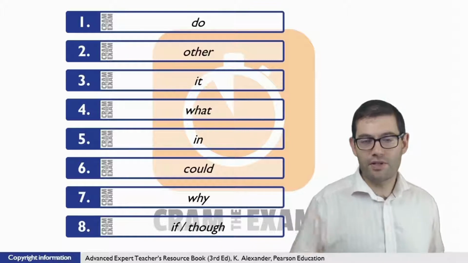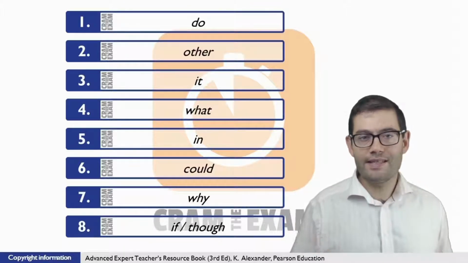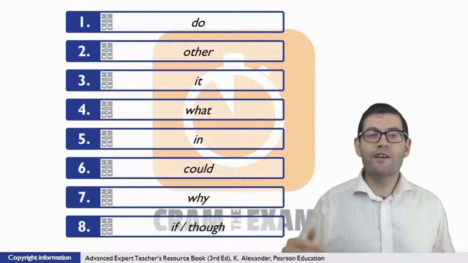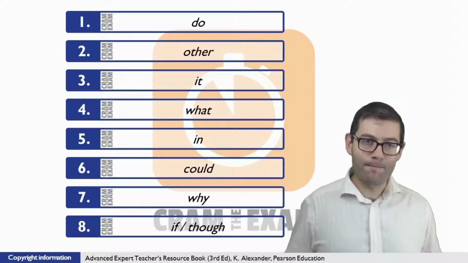For question number 4, question number 5, we're going to have a look at these together. First of all, we're going to have a look at question number 5. And this is an expression I'm sure that you know and you've got this answer correct. And that is to have something in common. So here for number 5, the answer is in.